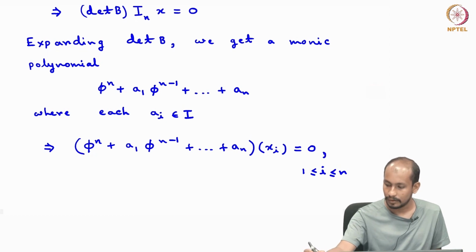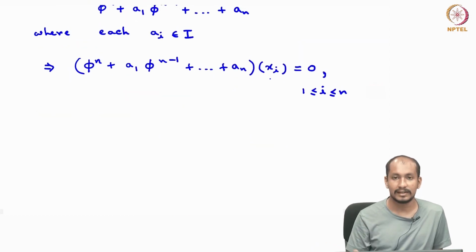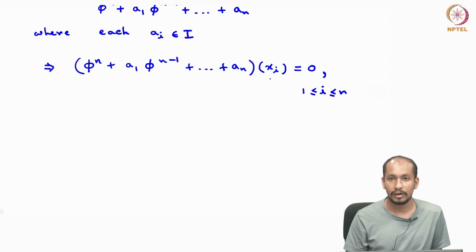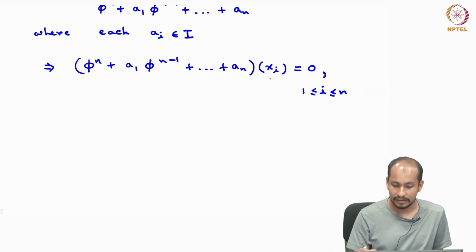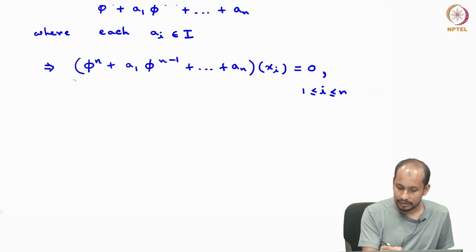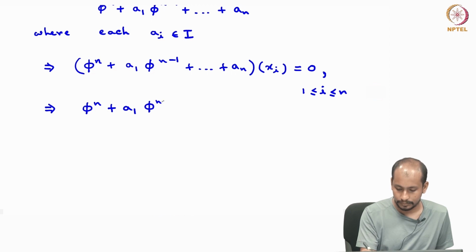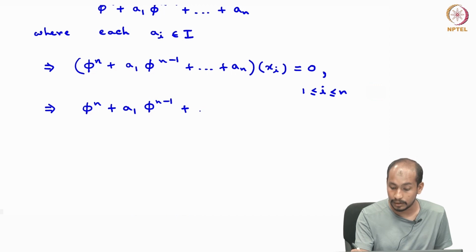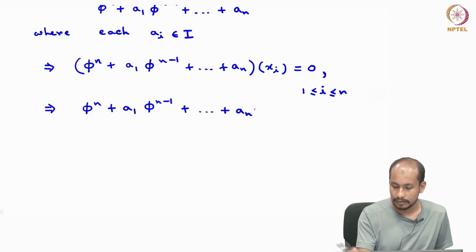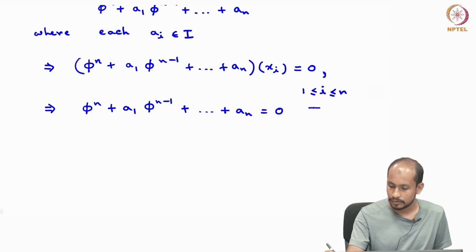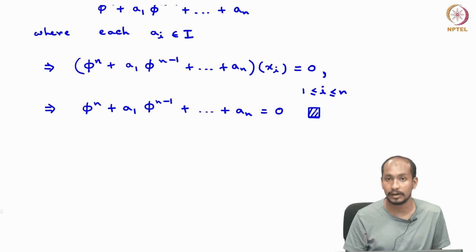Now these xi's generate the module M, right? So this endomorphism turns out to be the 0 endomorphism. So we have phi to the power n plus a1 phi to the power n minus 1 up to an equals 0. So this is what we wanted to prove. This is the Cayley-Hamilton theorem.